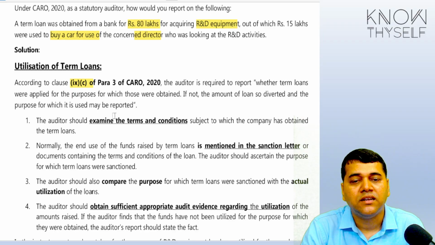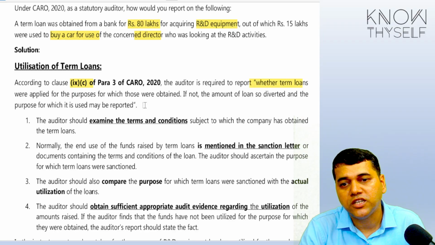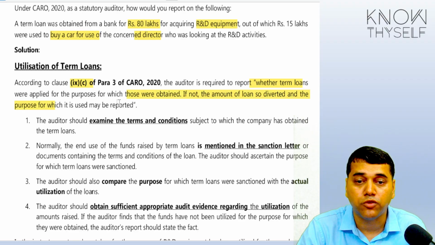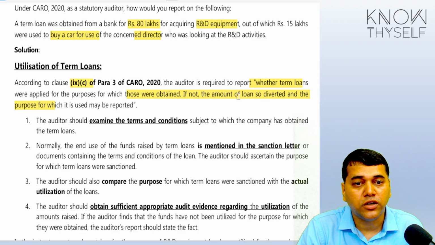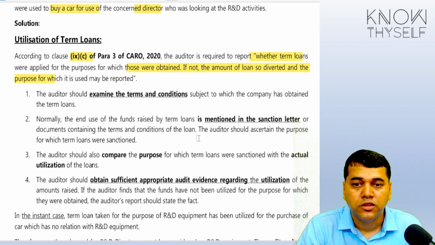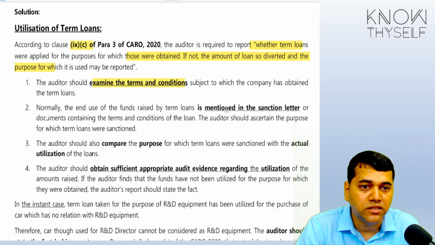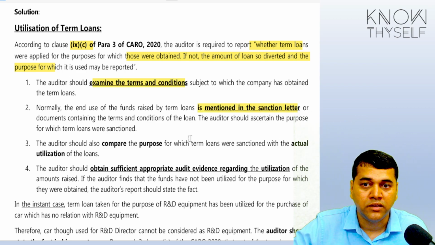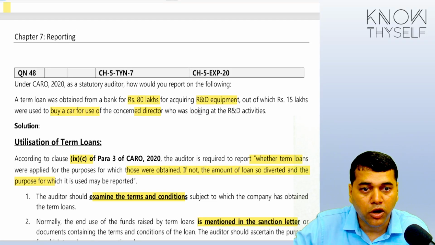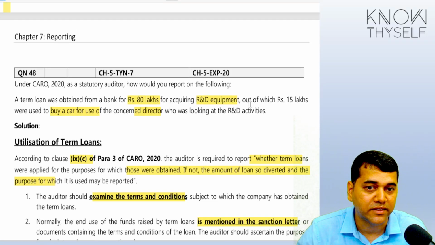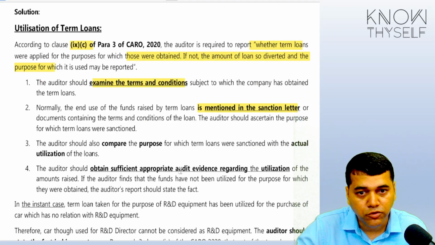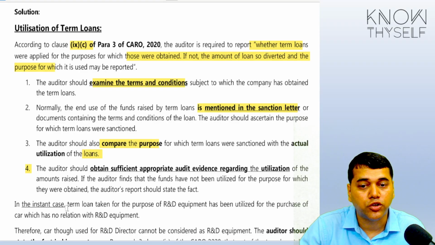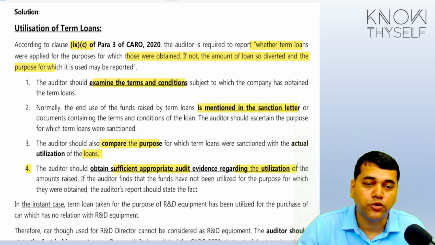3(ix)(c), whether any of the term loans were applied for the purpose for which they were obtained. If not, the amount of loans so diverted must be reported. The auditor should examine the terms and conditions, check the sanction letter, because from the sanction letter he will come to know. They may ask you how do you verify also, so please be careful in the exam question. The sanction letter would have told what is the purpose. Compare the purpose with what they have actually utilized. Obtain evidence about the utilization.